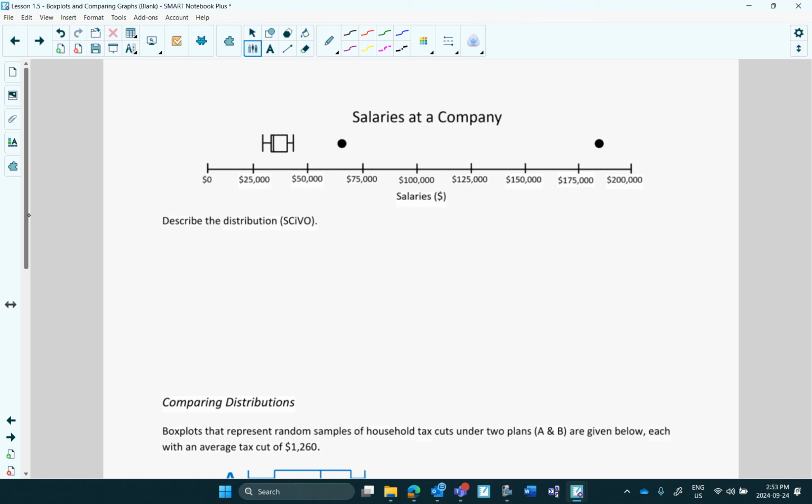So how would we describe this? Well, the shape is, how would you describe this shape? It'd be skewed right because of those outliers. If those outliers weren't there, then we're close to roughly symmetrical, although it would probably still be a little skewed right where the median is.